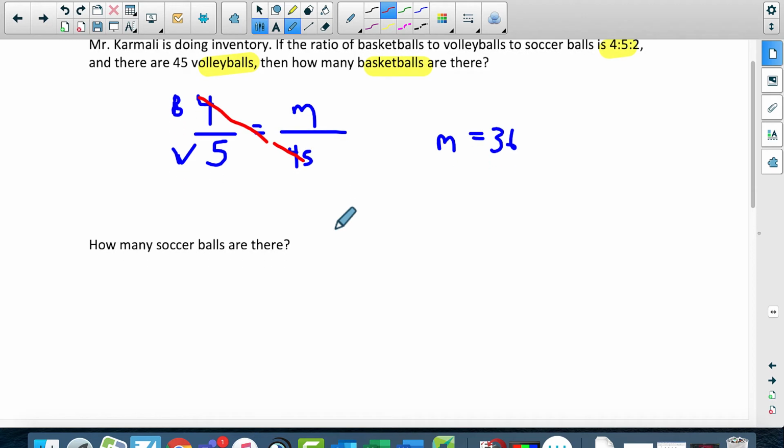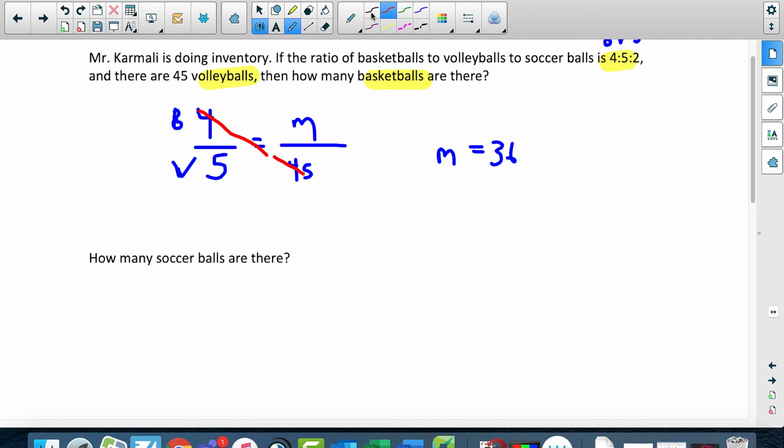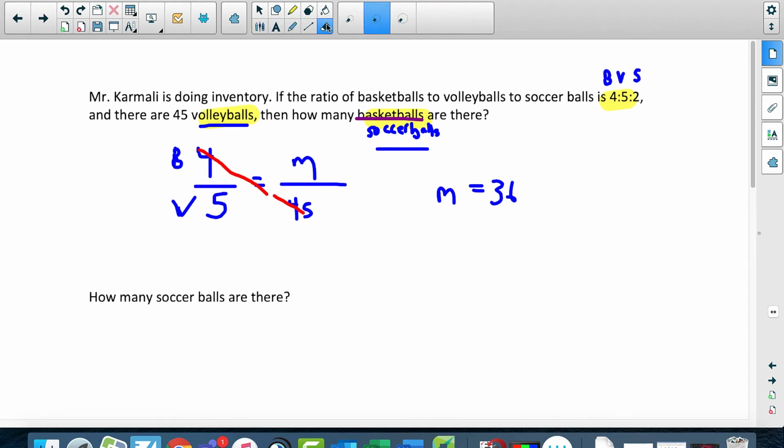Okay, now they want to know how many soccer balls there are. How are we going to do that? Well, why don't we do this? We're kind of doing the same question we just did, except instead of saying basketball there, we want it to say soccer balls. So we're interested in volleyballs because we know them, and we want to know soccer balls. So which one of these 3 numbers this time might be wise for us to ignore? The basketballs. The basketballs have nothing to do with it. The 4 has nothing to do with this question anymore. So let's just look at the 5 and the 2.